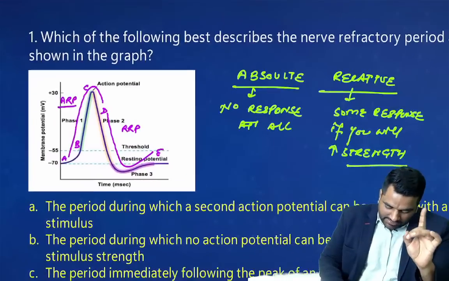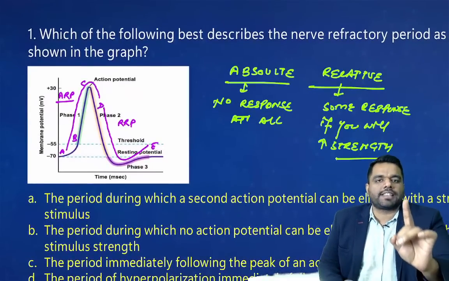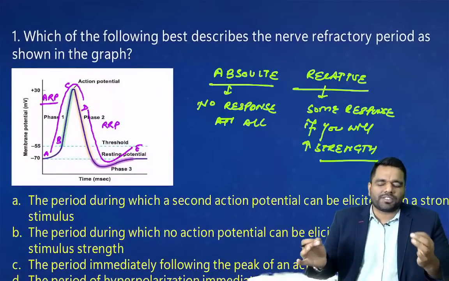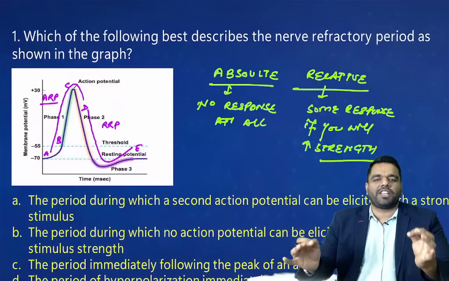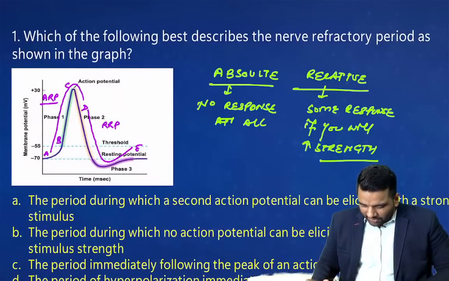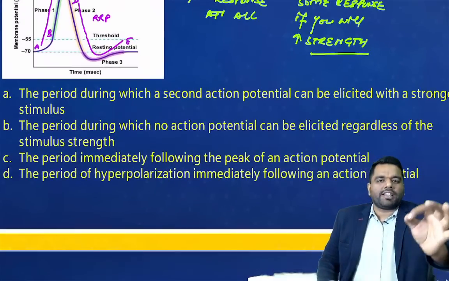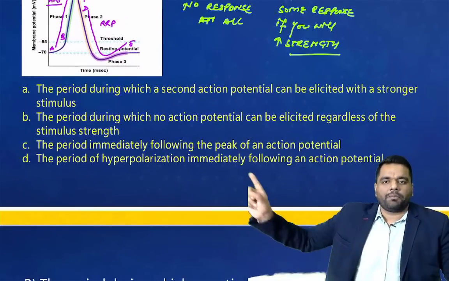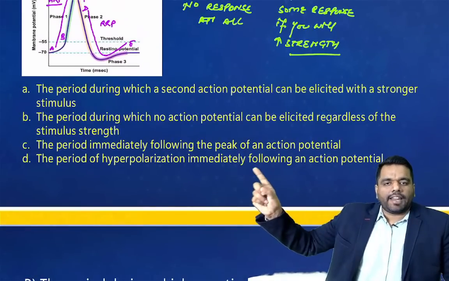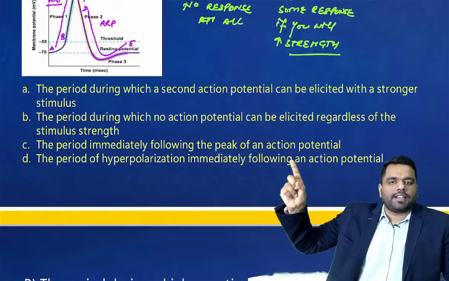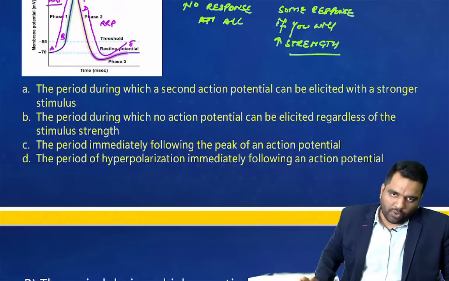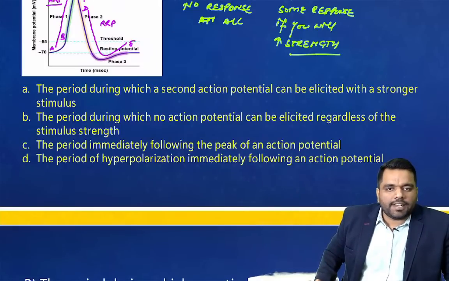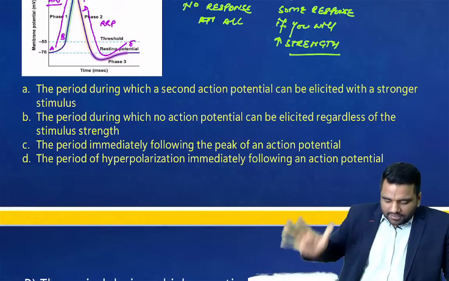And what is the question asking? Which of the following best describes the nerve refractory period as shown in the graph? So beta, this is just asking for the definition of the refractory period, right? Now let's talk about all the options one by one. Option number A: the period during which a second action potential can be elicited with a stronger stimulus. Option B: the period during which no action potential can be elicited regardless of the stimulus strength.